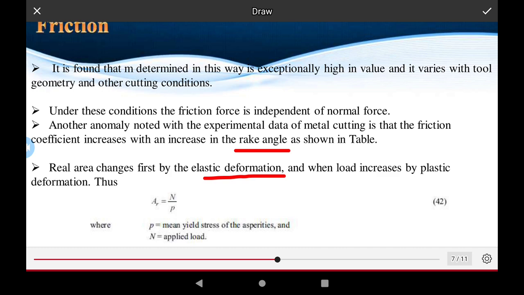When the load increases, the plastic deformation occurs, and As equal to N upon P. This is the formula. The real area is found out by the value N upon P. P is the yield stress of the softer material, and N is the normal applied load on the shear plane.